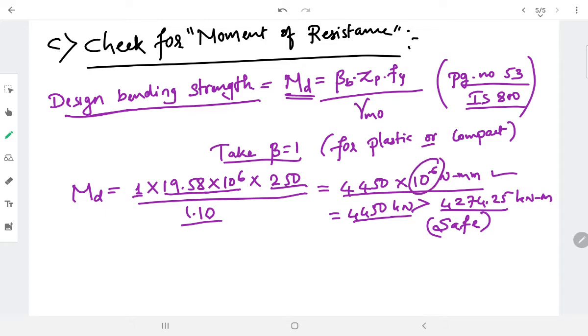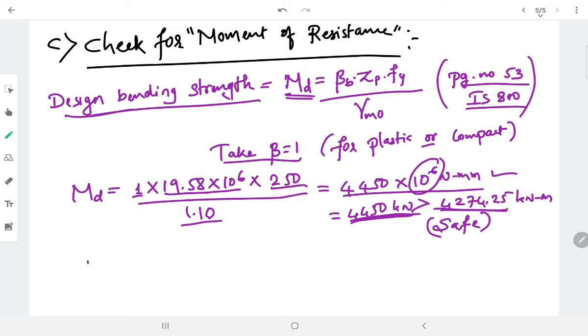If you compare this with the external bending moment which we calculated in part 1 of the plate girder design, the external bending moment of the plate girder we got is 4274, but here the design bending strength of the plate girder is 4450, so it is safe. Required is this much, provided is 4450, it is more than required, so it is safe.